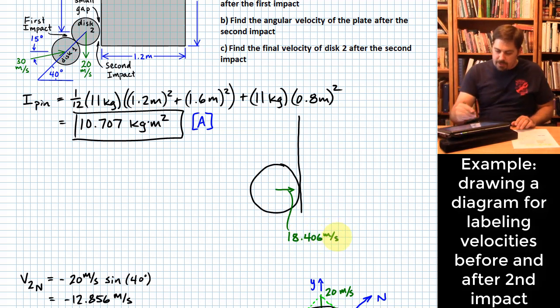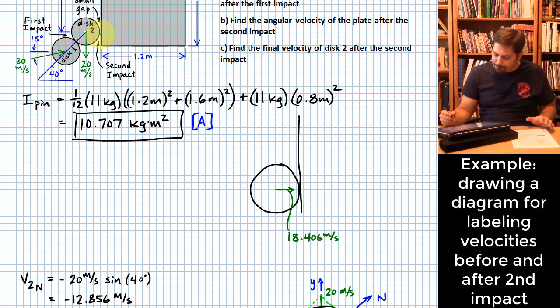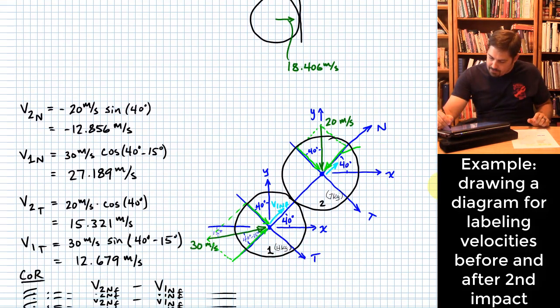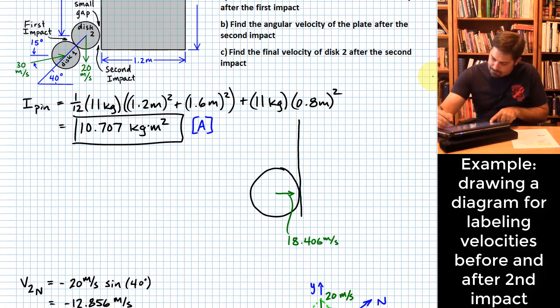And we're assuming that because we had so little gap between these two things, it's not going to have had any chance to move relative to the position it's shown at right there. And it's going to have that velocity at the point of contact. It will also have, what else? The other component we have is negative 4.556 meters per second.